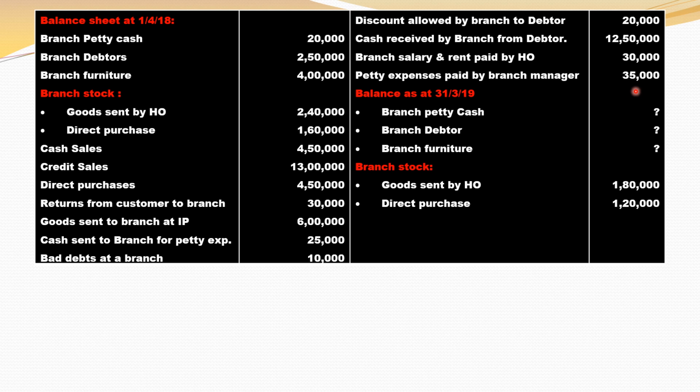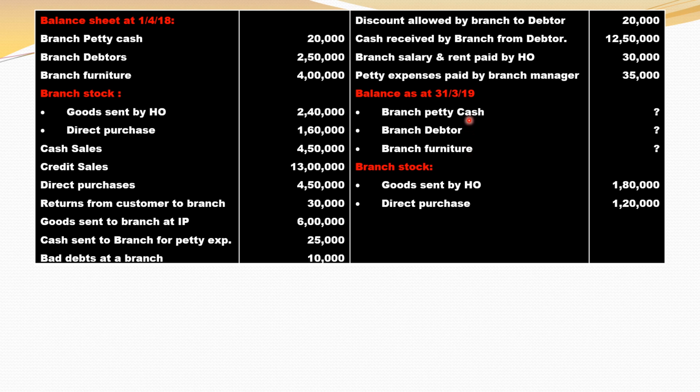Students, it is called petty expenses paid by the branch manager. It says expenses paid 35,000. So this should be deducted from the opening petty cash so that you are able to find out the closing petty cash. So next, balance as on 31/3/19 is nothing but closing. So closing petty cash you should find, closing debtor you should find, closing branch furniture you should find.